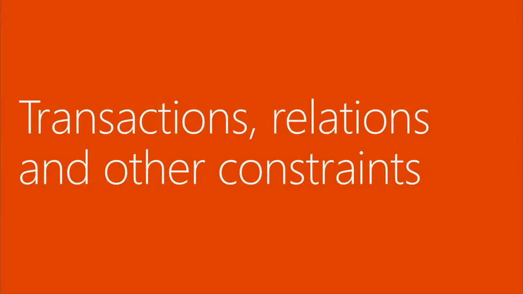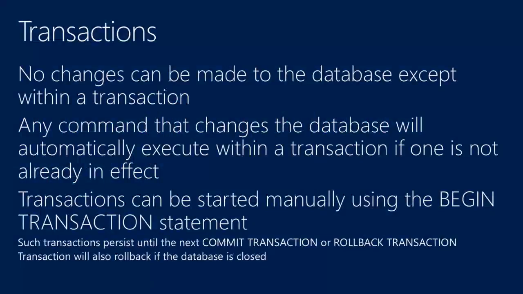Right. What about transaction relationships and other constraints? So every change you make to a SQLite database happens within a transaction. If you don't actually declare a transaction, it implicitly creates one around your update. So any command that changes the database will execute within a transaction if one is not already in effect. But if you want to execute a number of statements all together, and you want them all to succeed, or if there's an error somewhere, none of them to succeed, you can start a manual transaction.